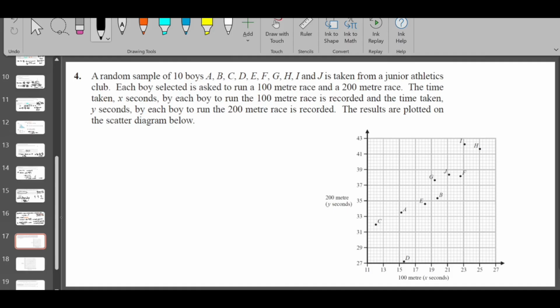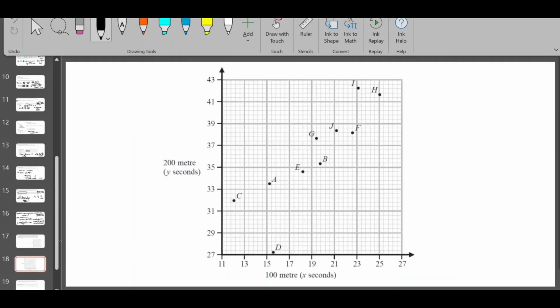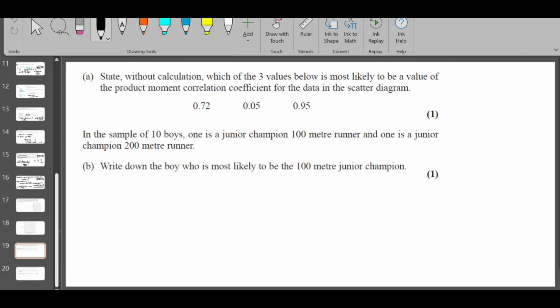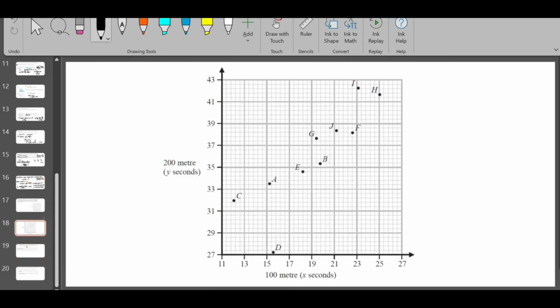The time taken X seconds by each boy to run the 100-meter race is recorded, and the time taken Y seconds by each boy to run the 200-meter race is recorded. The results are plotted in the scatter diagram below. Part A says, state without calculation which of the 3 values below is most likely to be the value of PMCC.